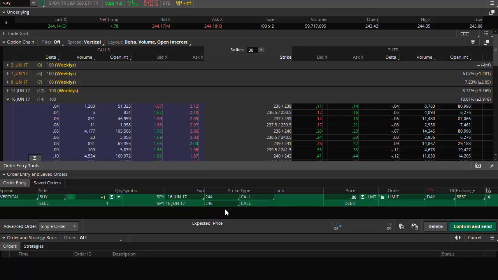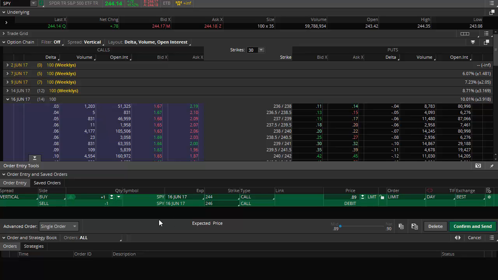So this is a bull call spread, because it's a debit spread, and remember in our previous slide, we had that a debit spread with calls is a bull call spread. So you're buying a call and selling a call. It's still a bullish position.